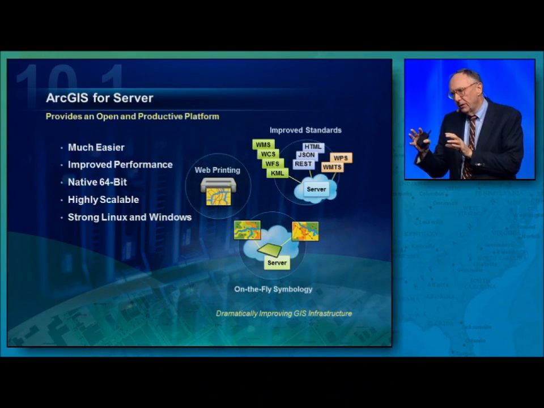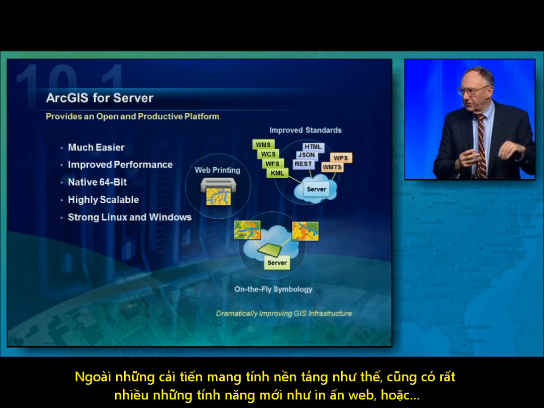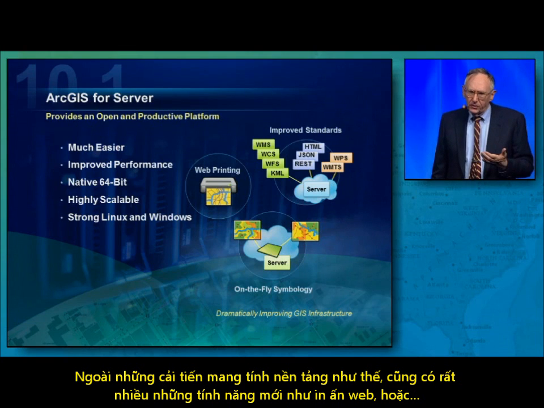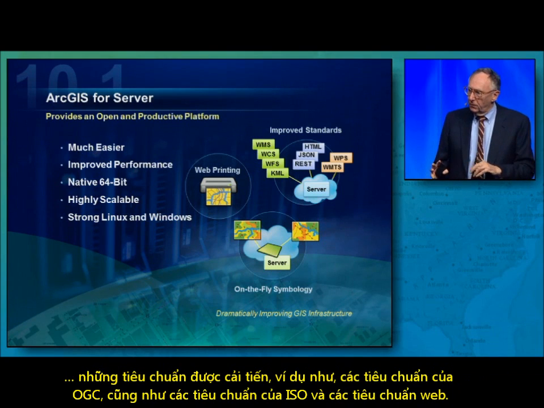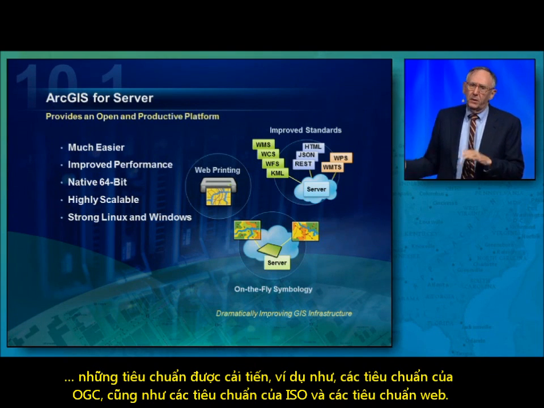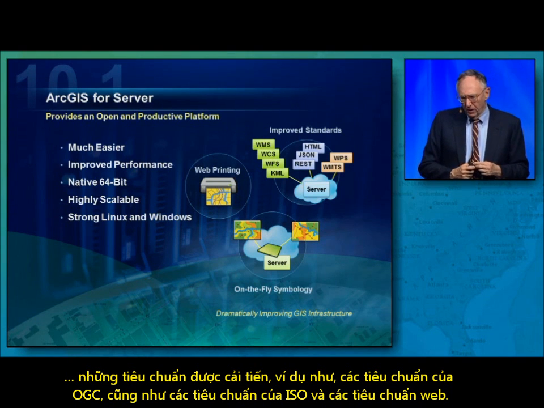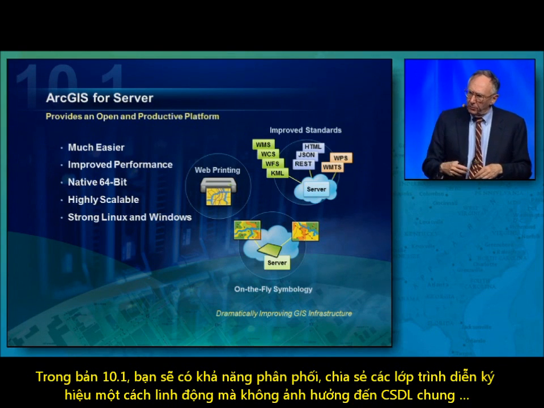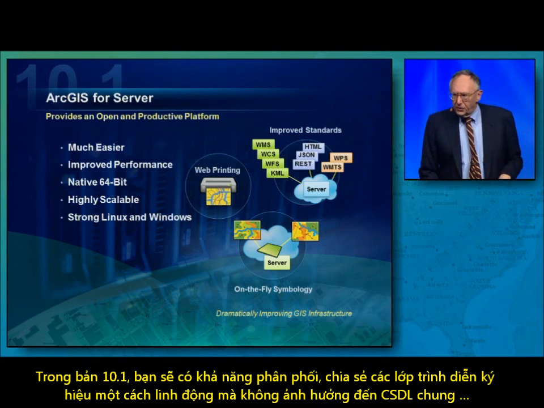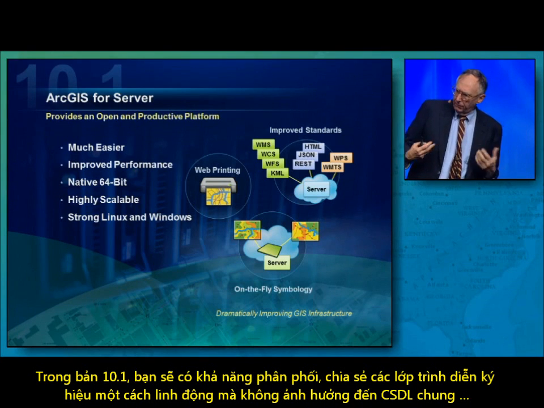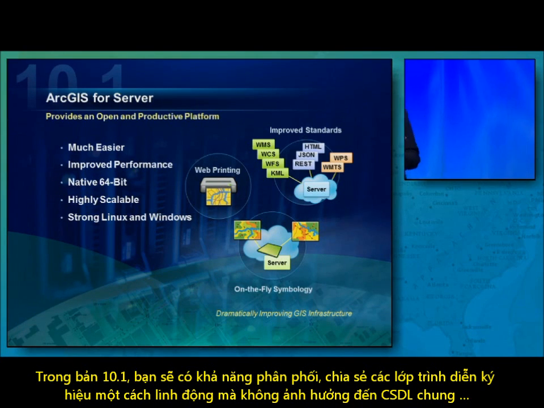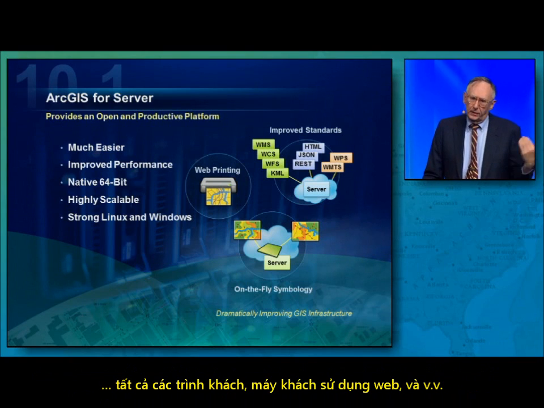In addition to these sort of back office things, there's also a number of new functions like web printing or improved standards, for example, the OGC standards, but also web standards and ISO standards. At 10.1, you'll be able to serve multiple symbology representations off of common databases dynamically into all of the clients, web clients, and so on.